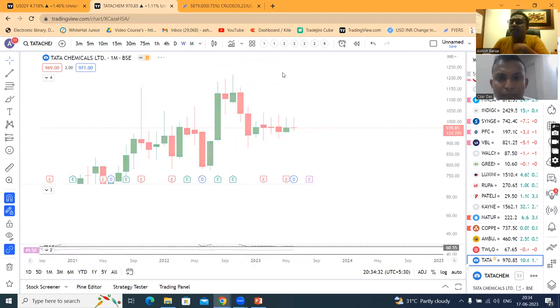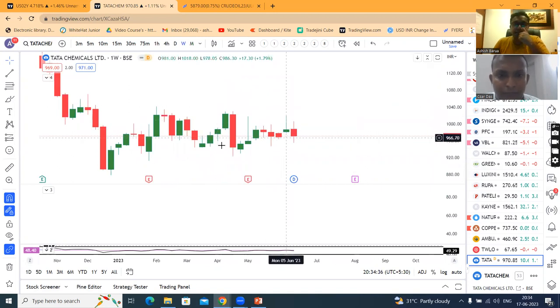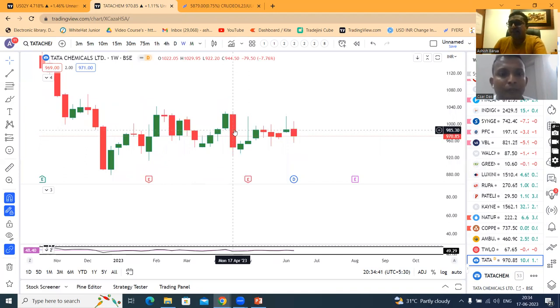If I click it to the weekly, then each candle represents 1 week activity from Monday to Friday. Here it is written 17th April. So 17th April is Monday definitely, if I am not wrong. Let me check. Yes, 17th April is Monday till 21st April. Whatever activities has taken place here in this instrument, it is captured here.